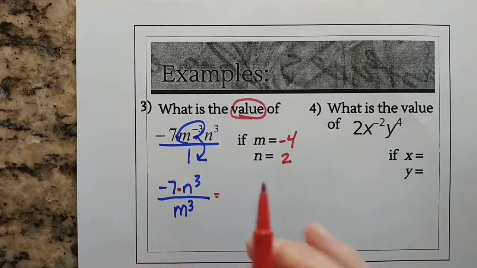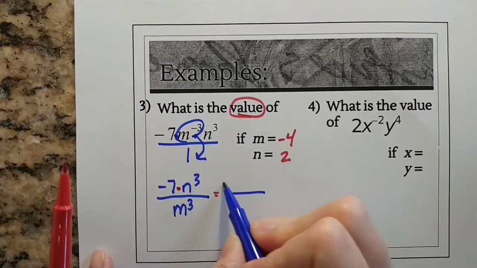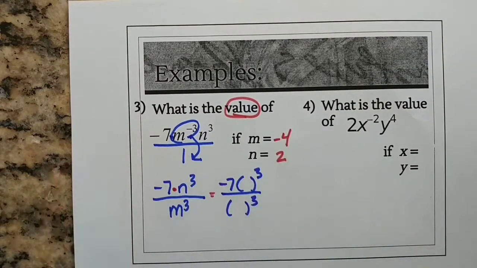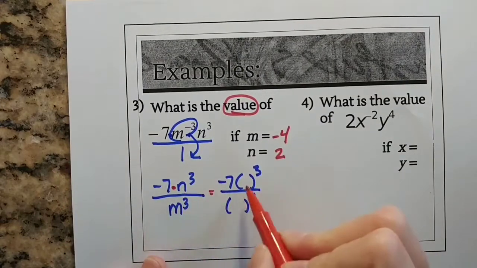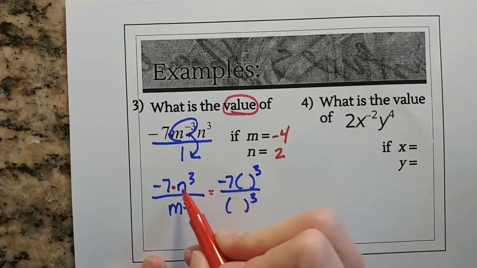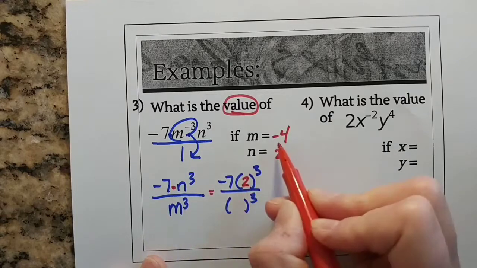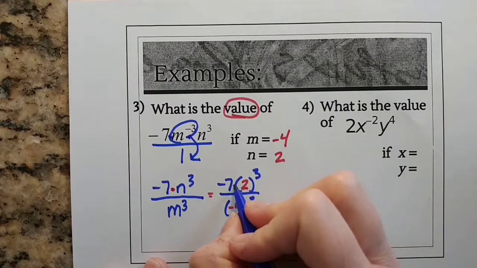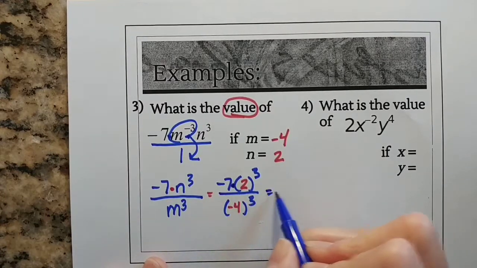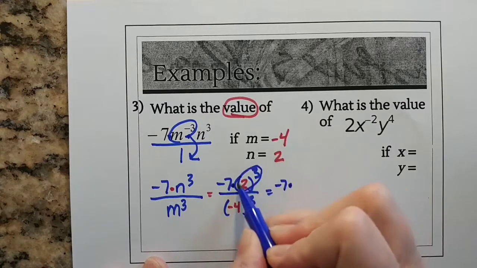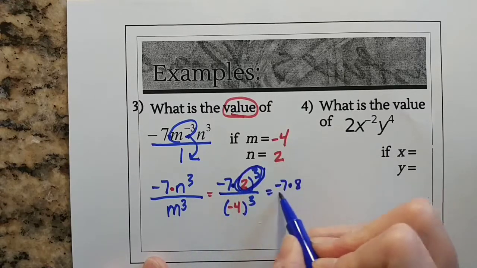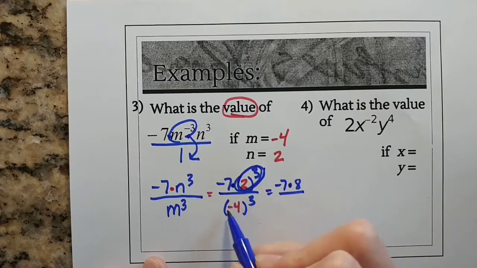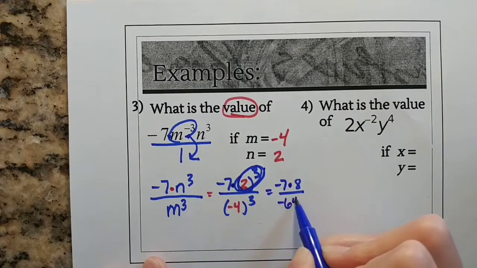So I have negative 7 times n to the 3rd power all over m to the 3rd power. I'm going to put in parentheses for n and m because I'm going to be substituting a number in there. So n is 2 and m is negative 4. All right, then we're just going to go ahead and evaluate. Remember, you're multiplying up here. So I have negative 7 times 2 times 2 times 2, 8. And then down here, I have negative 4 to the 3rd power. Negative 4 times negative 4 times negative 4, negative 64.